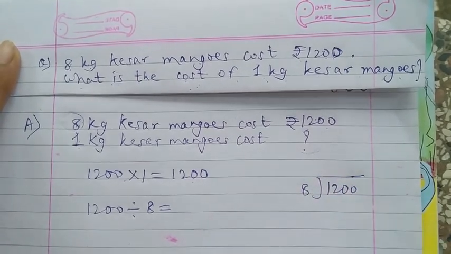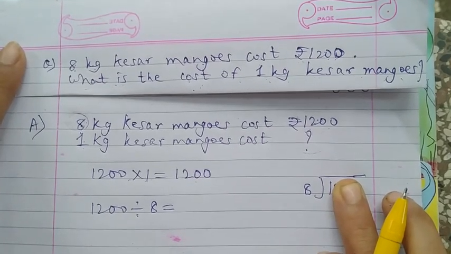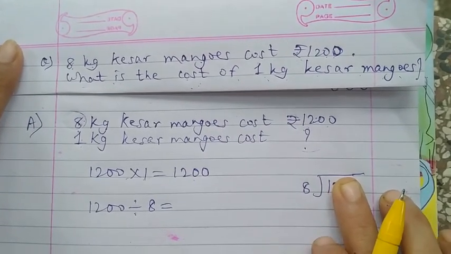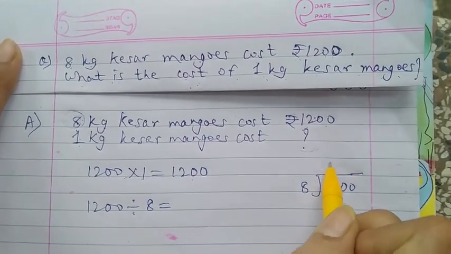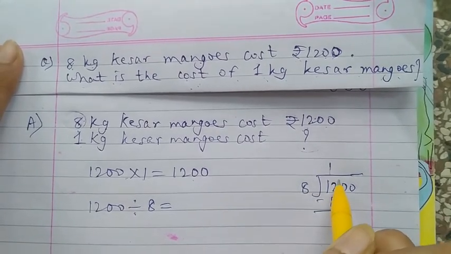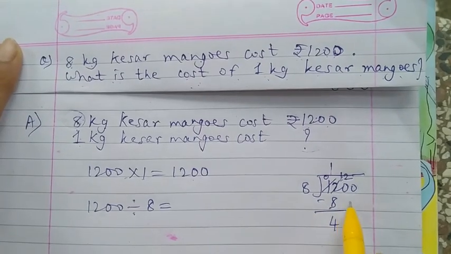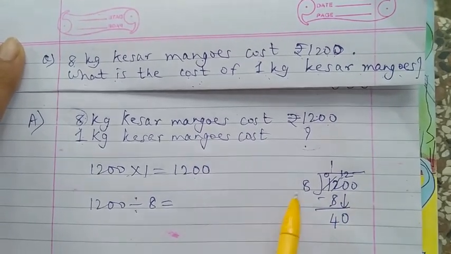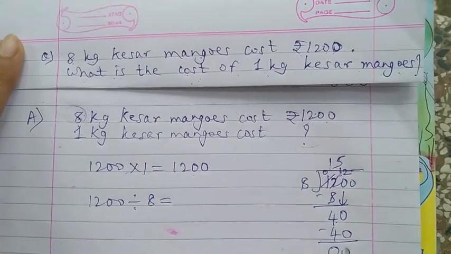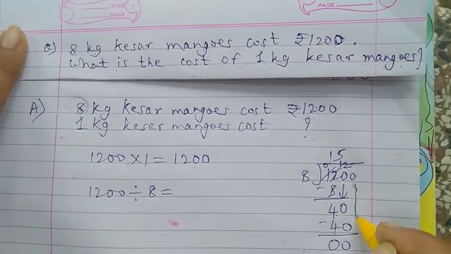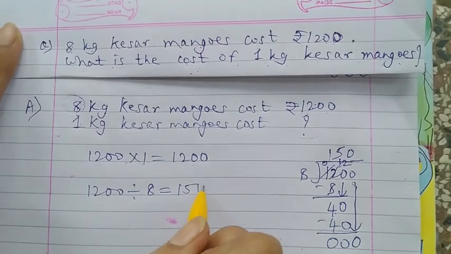1200 divided by 8. Now if I take 1, can I divide 1 by 8? No, because 1 is smaller. Now I take 12. Can I divide 12 by 8? Yes. So 8 ones are 8. Cut this 12. 12 minus 8 is 4. Now put a 0 here. 8 5s are 40. 0, 0. Now this 0 is still left. So I'll take this down. Put it up. So I get the answer as 150.